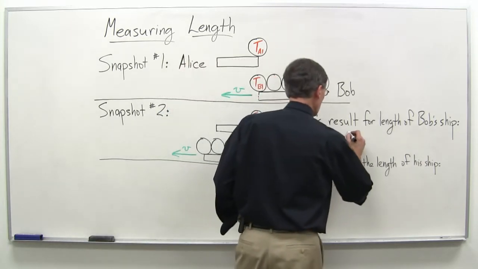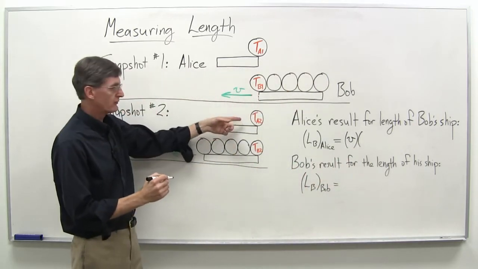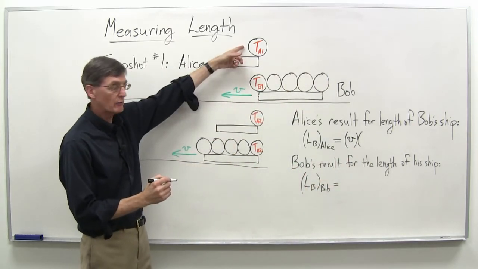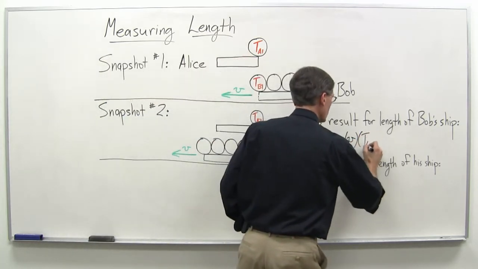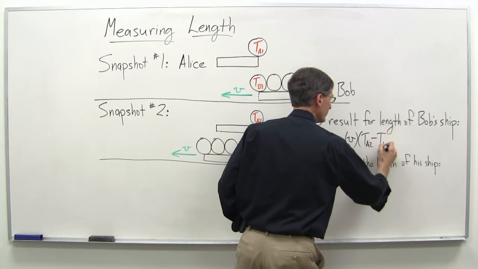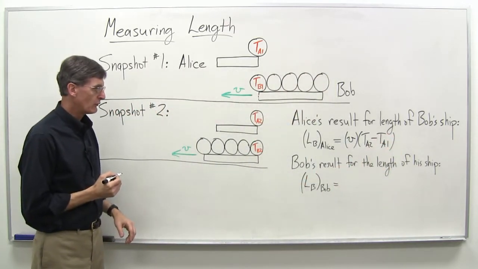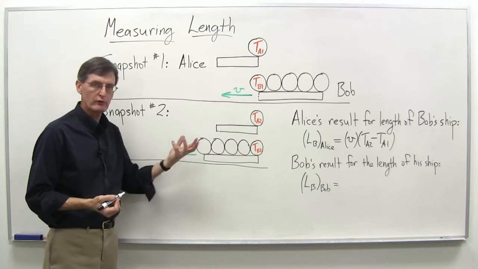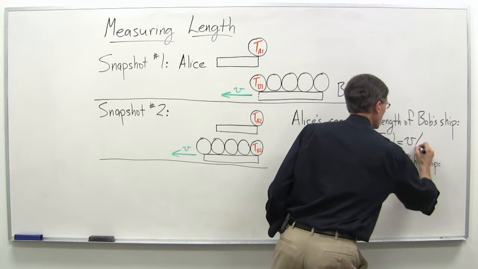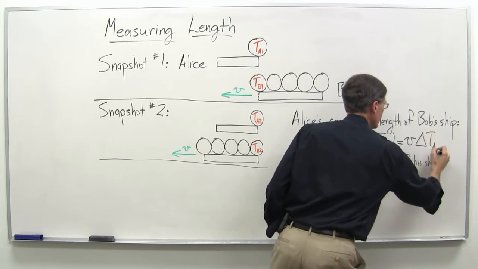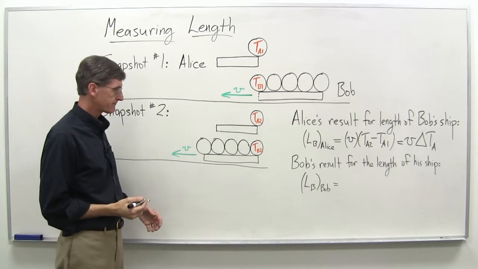The result is the velocity times the time difference, T sub A2 minus T sub A1, just the elapsed time between those two points on her clock. And we'll just rewrite that as we've done before using delta. So this becomes v delta T sub A, the elapsed time on Alice's clock.